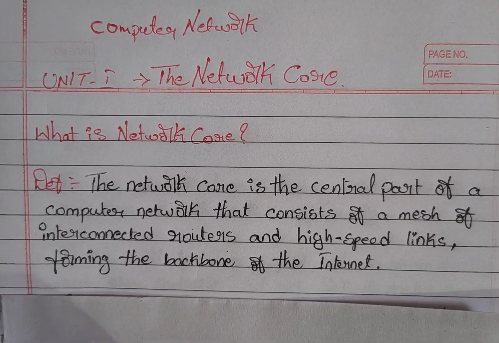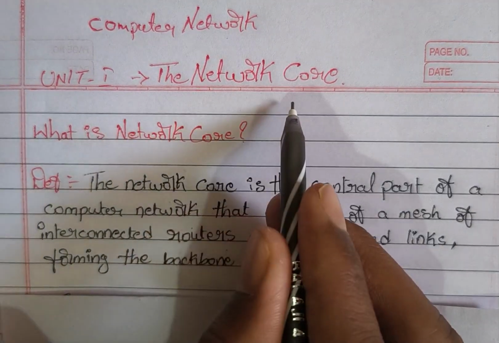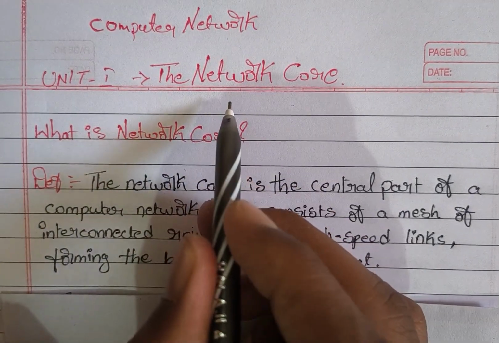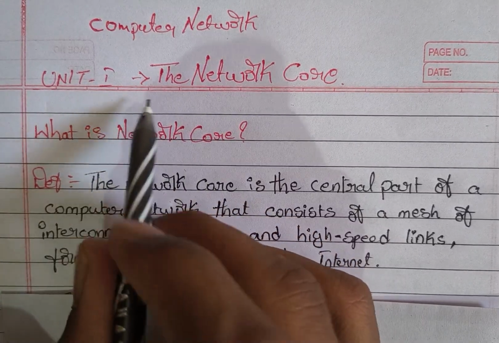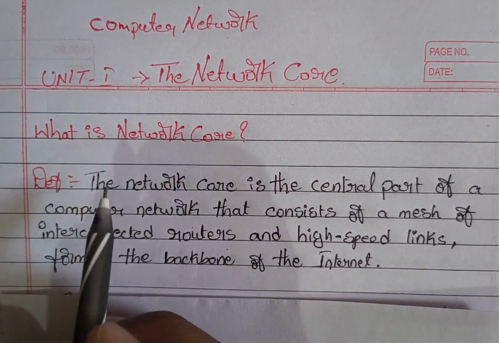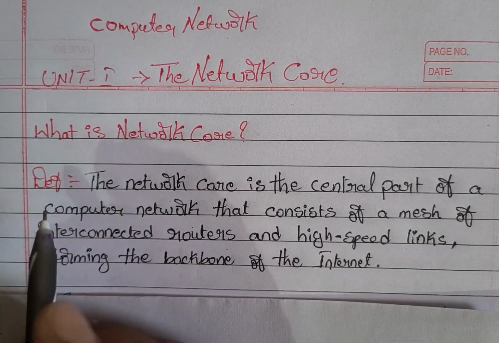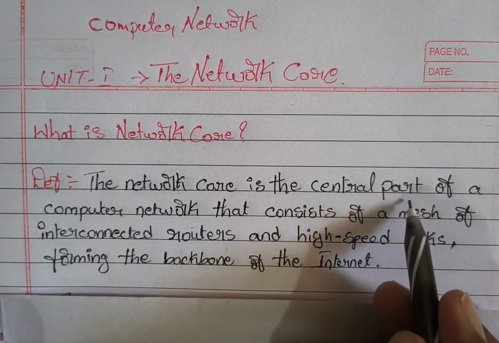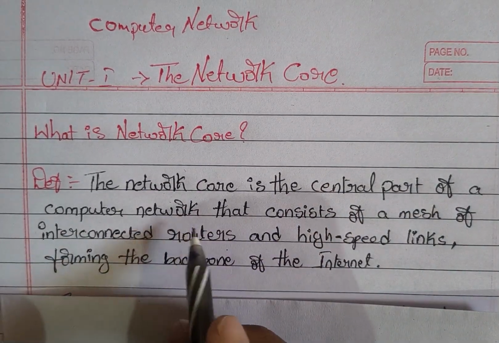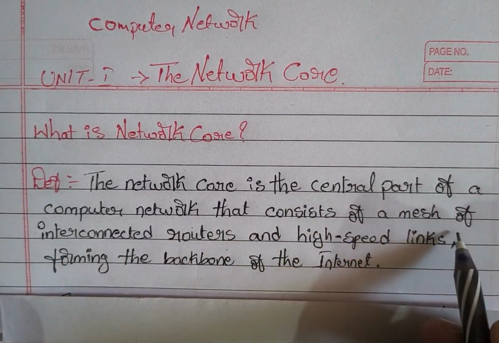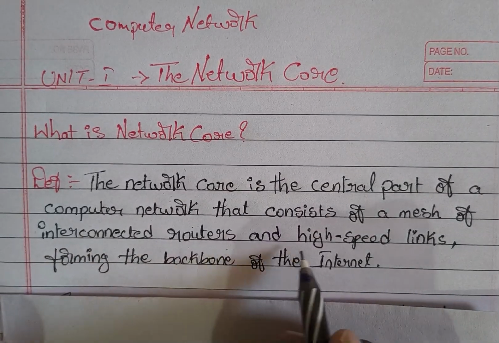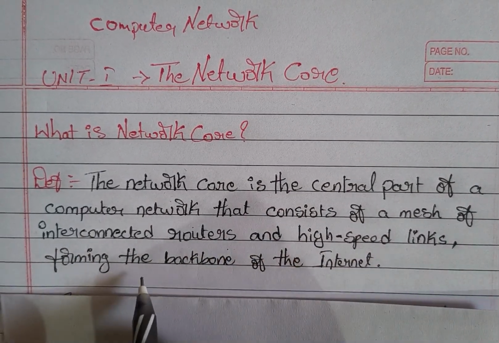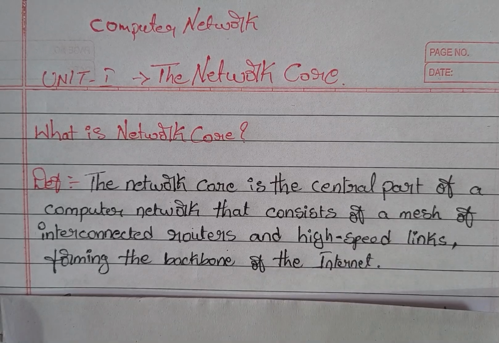Today we are discussing the network core. It is a topic in the first unit in the computer network subject. What is the network core? Definition: the network core is a central part of a computer network that consists of a mesh of interconnected routers and high-speed links, forming the backbone of the internet.